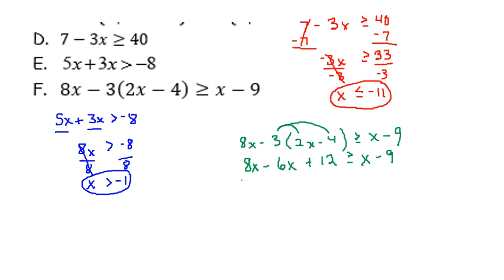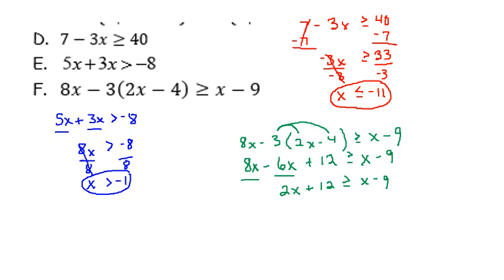Now also notice we've got like terms here, so we're going to combine those together. Remember, do what it says. 8x minus 6x, that gives us 2x. Bring down 2x plus 12 is greater than or equal to x minus 9.